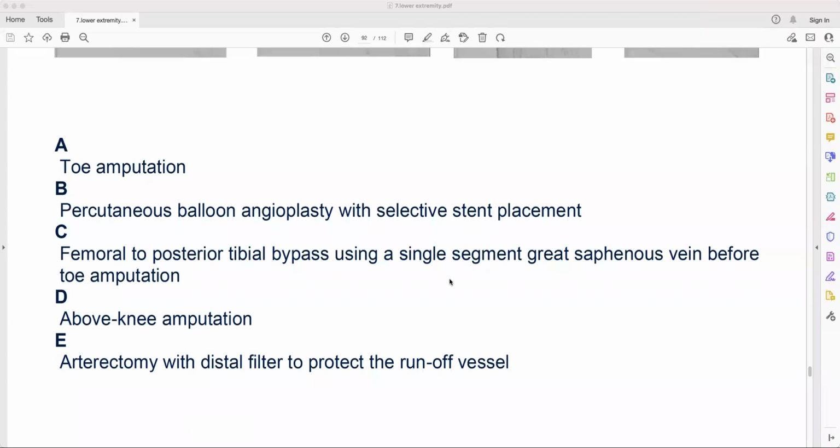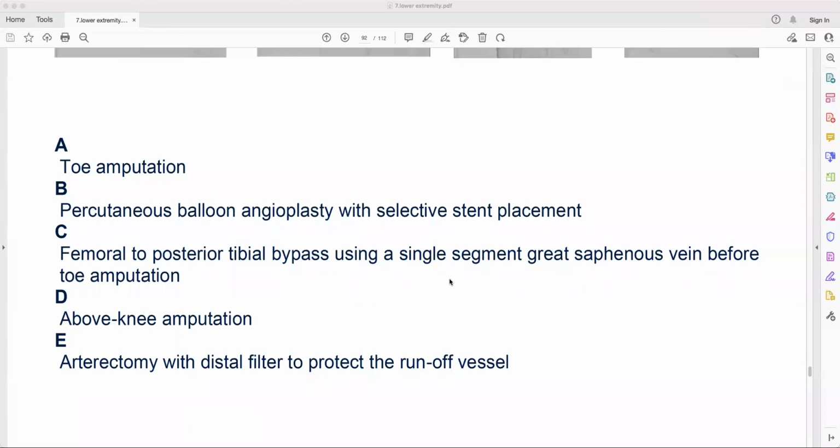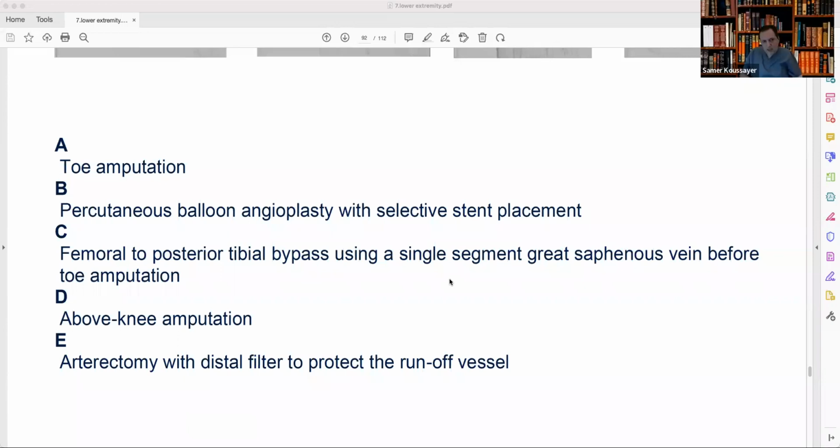Femoral posterior tibial bypass, single segment, great saphenous vein, before toe amputation. Looks very reasonable. Then above knee amputation, this is too much. He may end up with that, but at least we give him a chance. We never do a primary amputation. We do the bypass first. If it fails, then you can think about it, but it's not a first option, of course.